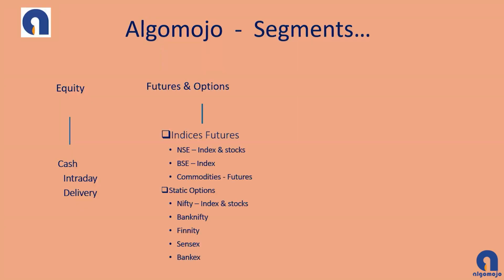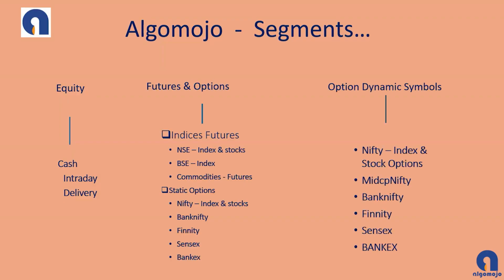And you can trade in futures or even options. In options, you can set a particular option to trade for the entire day. Suppose you want to trade 25,200 CE for the entire day, you can do that. Or if you want to select ATM or ITM whenever the signal is coming in, you can, using the dynamic symbol option.